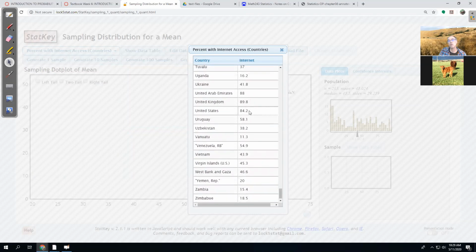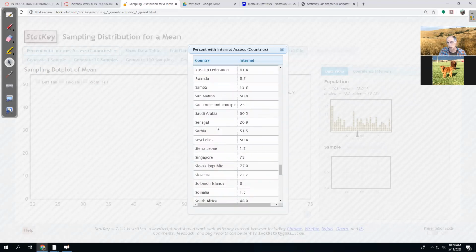In the United States in 2015, 84% of people had internet access, so around 15% did not. It's probably way higher now, in the 90s is my guess. In the United Kingdom, almost 90% of people had internet access. Some countries had a lot of people with internet access, other countries didn't.